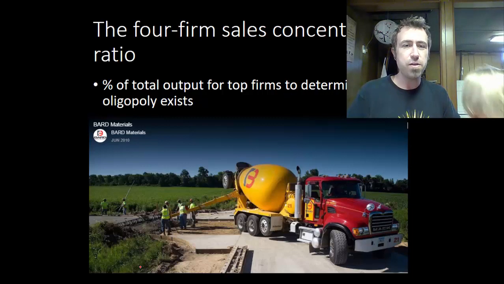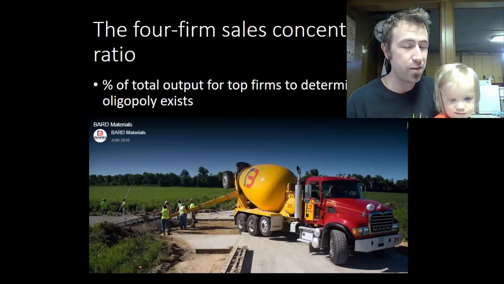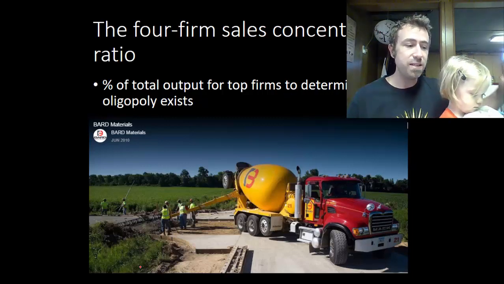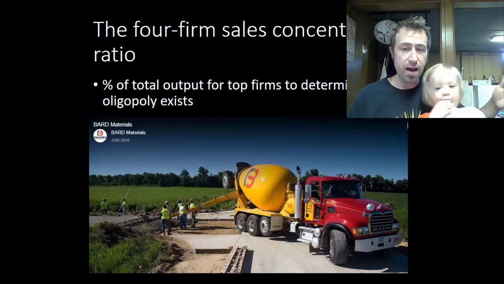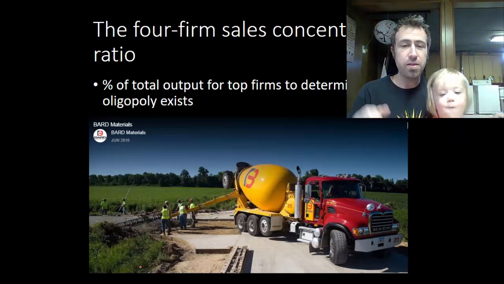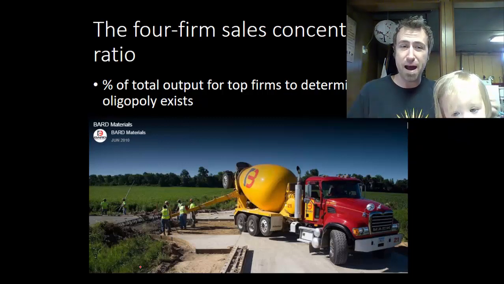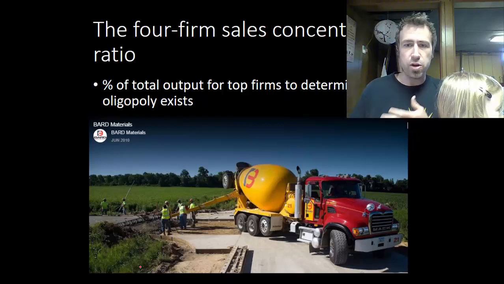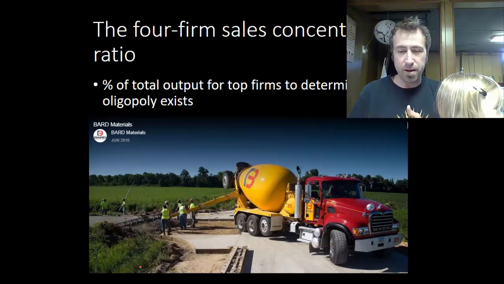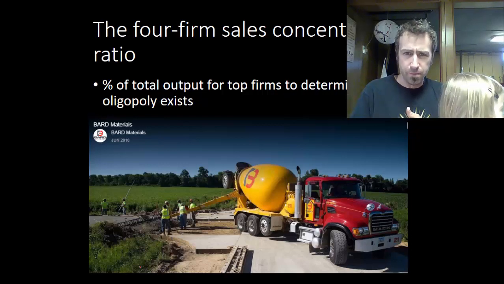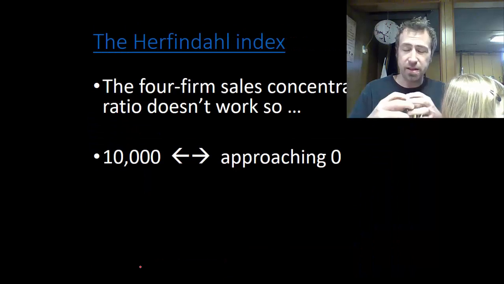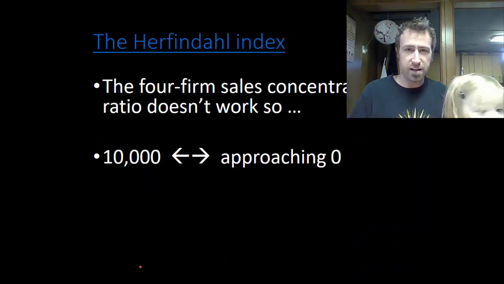And so even though the 4-firm sales concentration ratio for the entire United States would seem to suggest there is no oligopoly, for local people, there is an oligopoly, almost maybe even a monopoly. And so it's not a perfect measure of whether you are in an oligopoly market or not. So another thing that they came up with was they call it the Herfindahl Index.